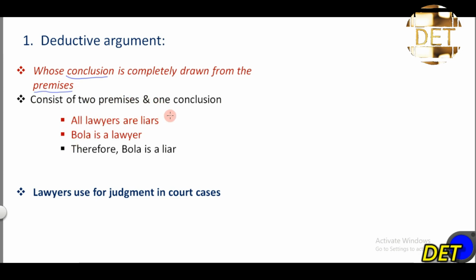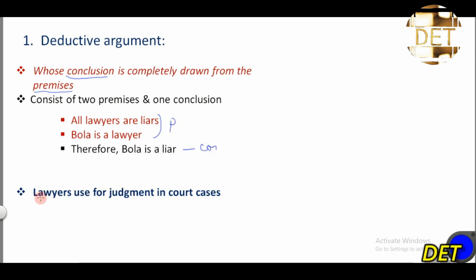Example: all lawyers are liars. Bola is a lawyer. Therefore, Bola is a liar. So this is the conclusion, and the conclusion is drawn from the 2 premises: all lawyers are liars, Bola is a lawyer. Because Bola is a lawyer, the conclusion says, therefore, Bola is a liar, right? So a deductive argument is a type of argument whose conclusion is completely drawn from the premises. These are the premises, and this is the conclusion.